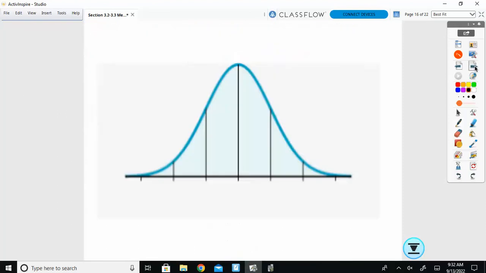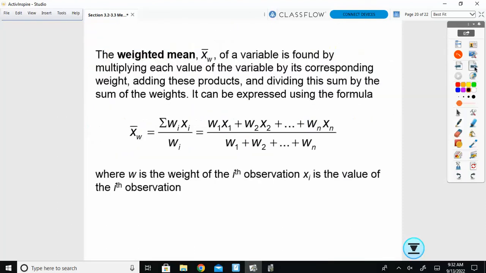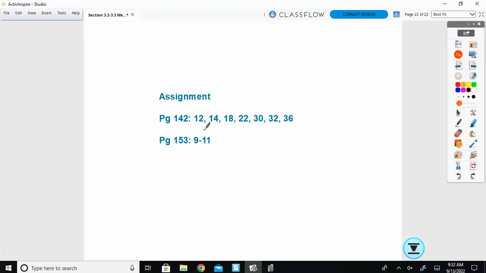I think I'm going to stop here. So we're not done. Tomorrow I am going to finish this. We'll talk about a couple of rules and a weighted mean.